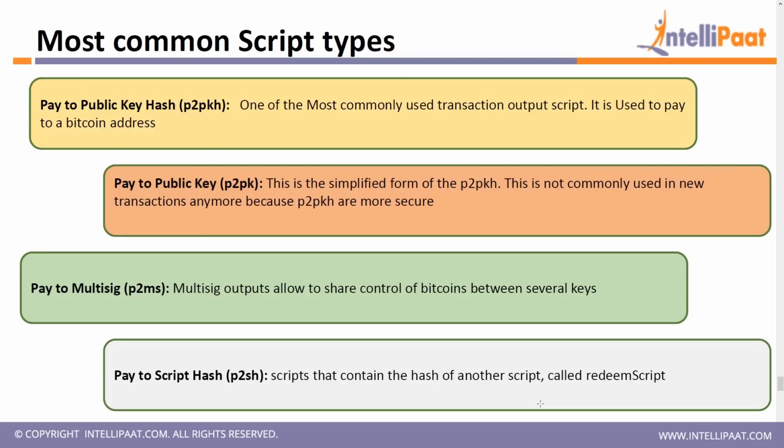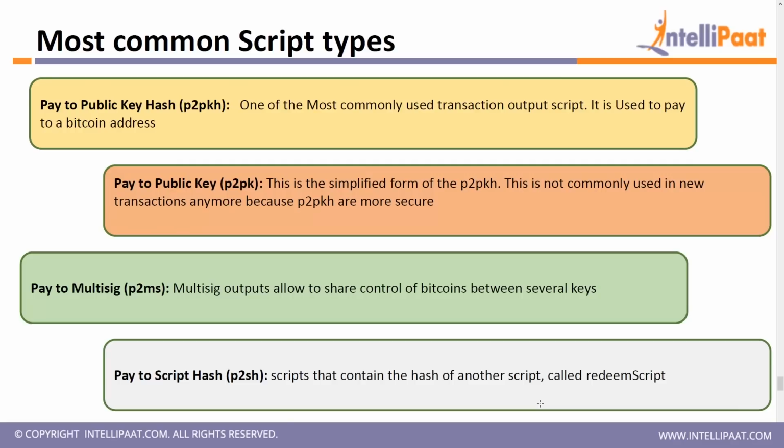Most common script types. Pay to public key hash, P2PKH, is one of the most commonly used transaction output scripts. It is used to pay to a Bitcoin address. Second is pay to public key. This is the simplified form of P2PKH. This is not commonly used in new transactions anymore because P2PKH is more secure.